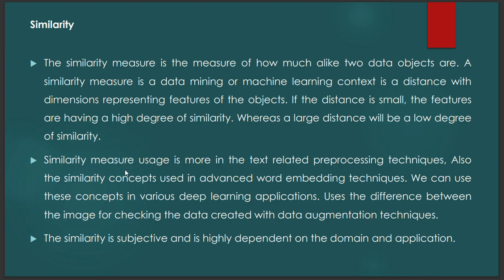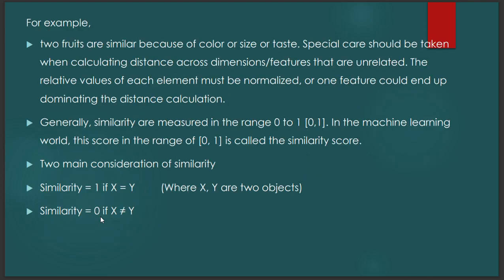Similarity is used more in text-related processing techniques. Also, similarity concepts are used in advanced word embedding techniques. We can use this concept in various deep learning applications, such as using the difference between images for checking and creating data augmentation techniques. Similarity is subjective and is highly dependent on domain applications.